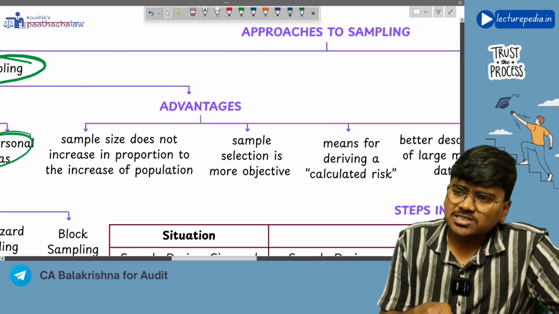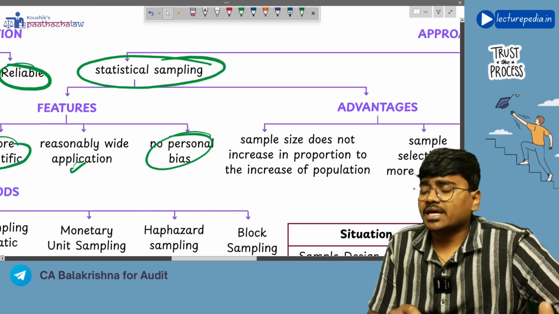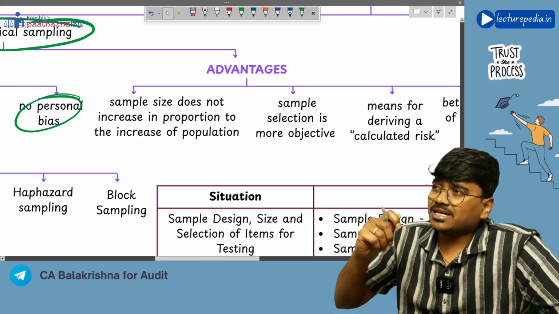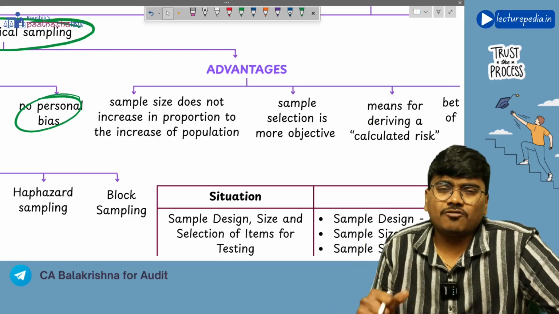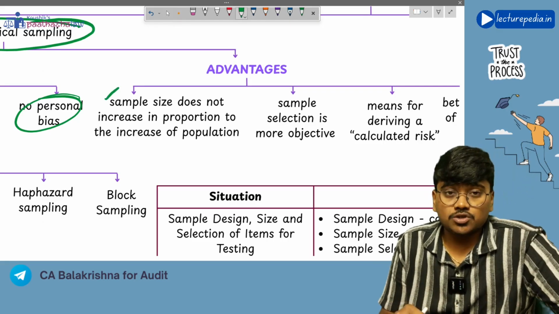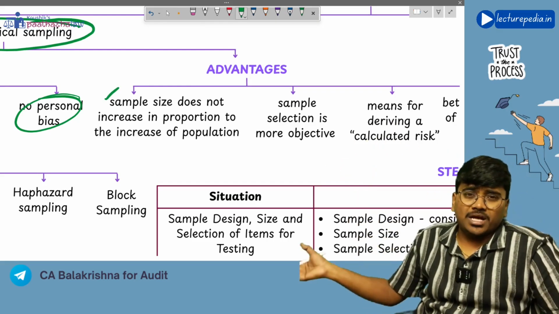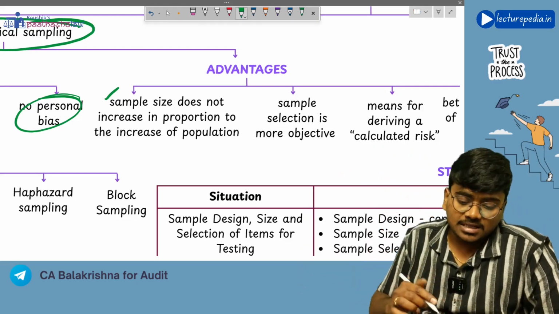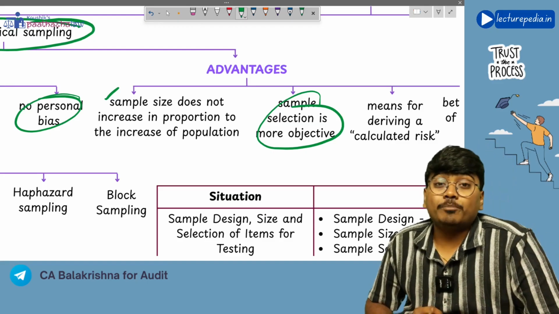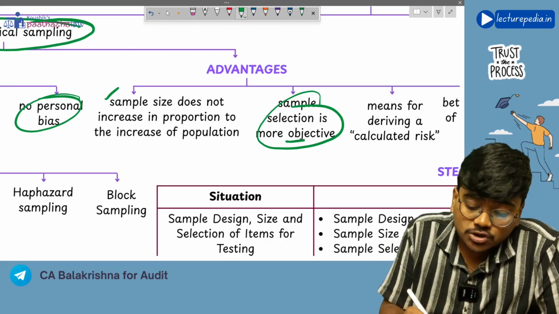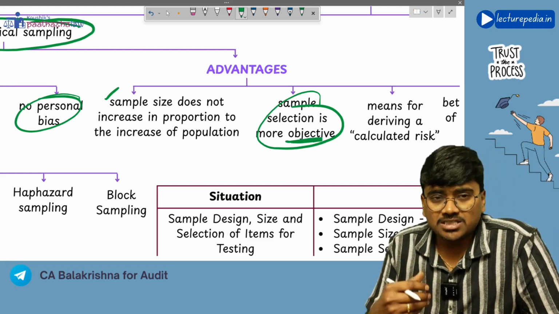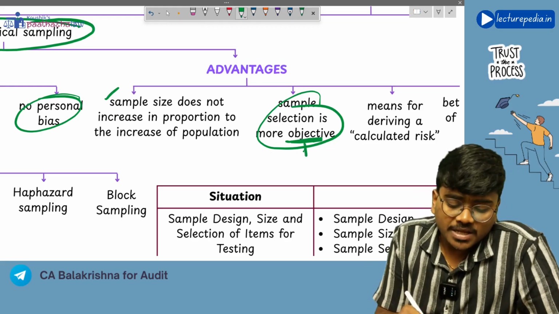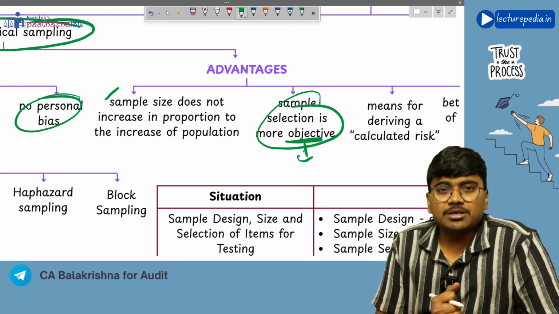And advantages of statistical sampling. See, in case of statistical sampling, the amount of sample will not increase in proportion with the increase of population. Understanding, that is one of the advantages. However much the population increases, the sample will not increase that much. Next, sample selection is more objective. That means you will select the sample based on facts, instead of depending completely on the will and wish of any party. So there will not be any biasedness. It will be completely based on objectiveness.